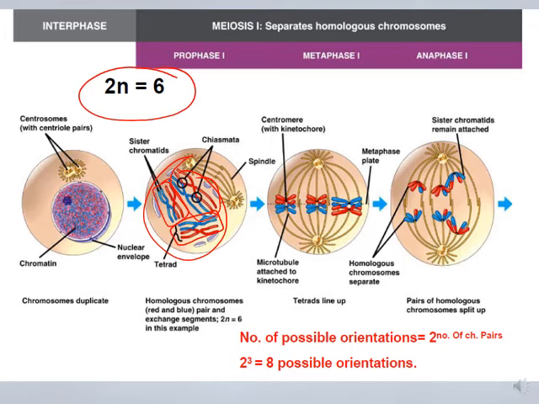2n equals 6. Okay, so the number of possible orientations here is 2 to the power of the number of chromosome pairs. How many pairs do we have? 3. So 2 to the power 3 is going to equal 8.